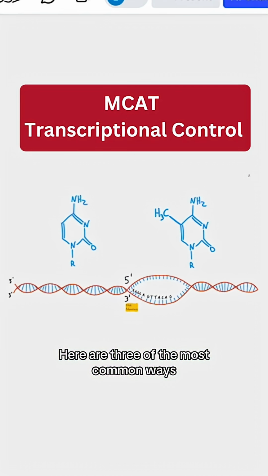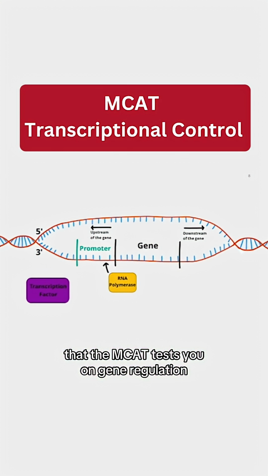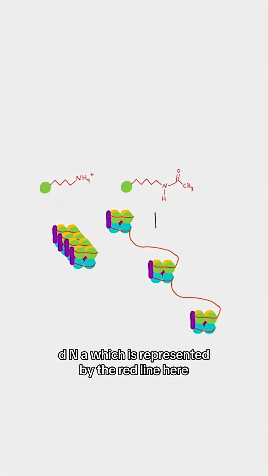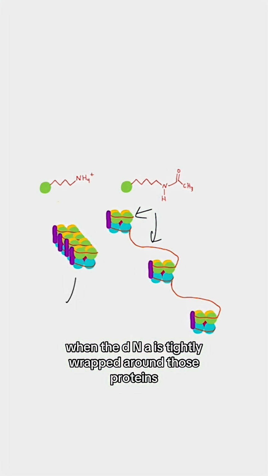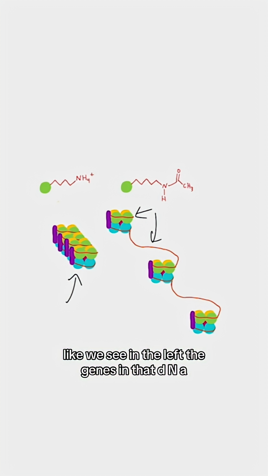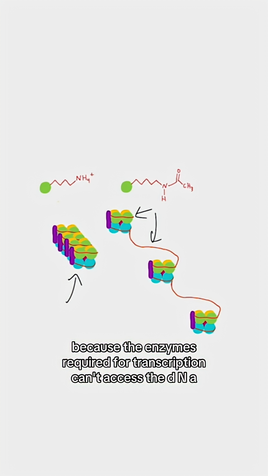Here are 3 of the most common ways that the MCAT tests you on gene regulation. First, we have histone acetylation. DNA, which is represented by the red line here, is wrapped around histone proteins, which are these colored circles. When the DNA is tightly wrapped around those proteins, like we see in the left, the genes in that DNA can't be transcribed because the enzymes required for transcription can't access the DNA.